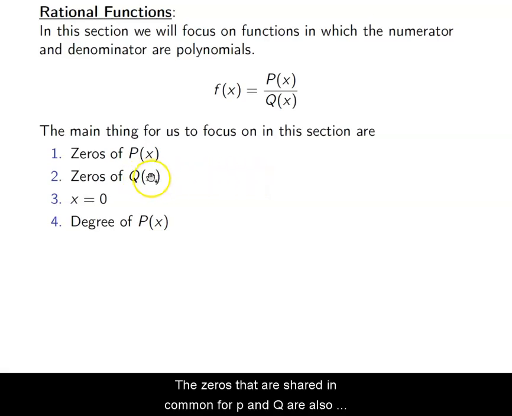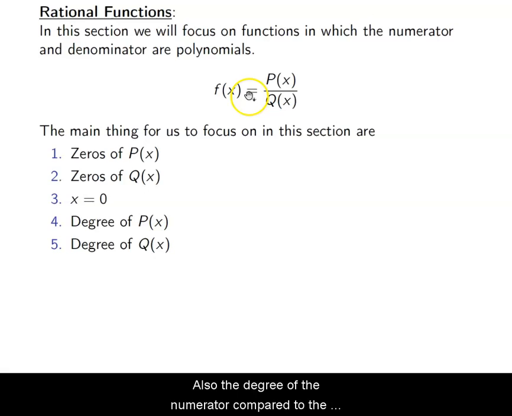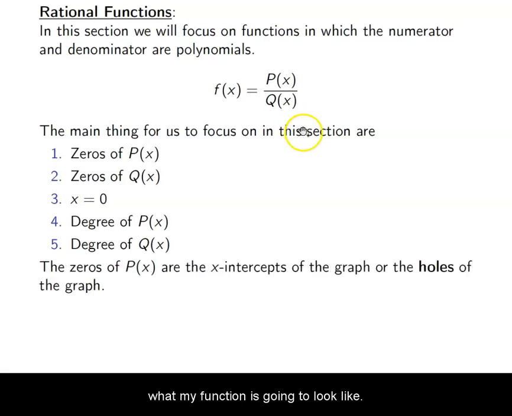The zeros that are shared in common for P and Q are also the holes in my graph, right? Which we'll talk about later as well. I want to know what happens when I plug in 0. That's going to be my y-intercept, right? So if I plug in 0 for P and for Q, what happens? What do I get out? And that's going to be my y-intercept. Also, the degree of the numerator compared to the degree of the denominator also tells me quite a bit about what my function is going to look like, okay?